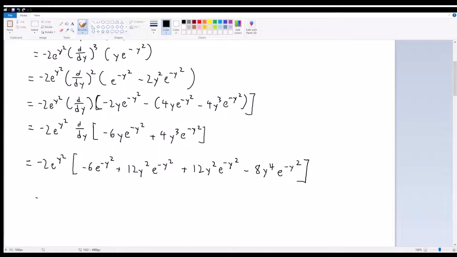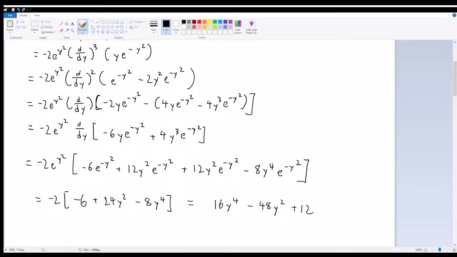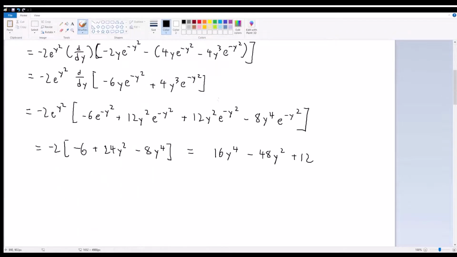Combine all the e to the y terms, we have negative 2 times negative 6 plus 24y squared, because combining these two terms, and then minus 8y to the fourth. So this gives us 16y to the fourth minus 48y squared plus 12. And just to make sure that's correct, 16y to the fourth, negative 48y squared, and then 12. And we are done with part A.